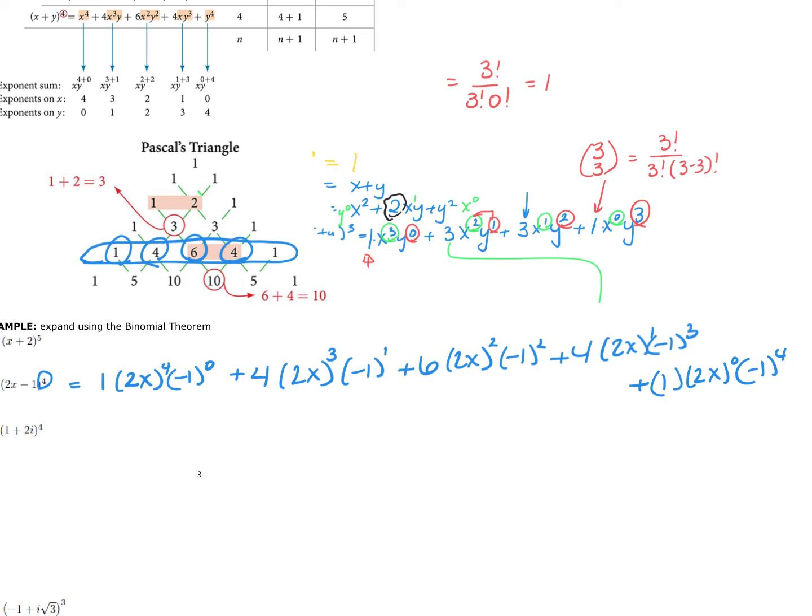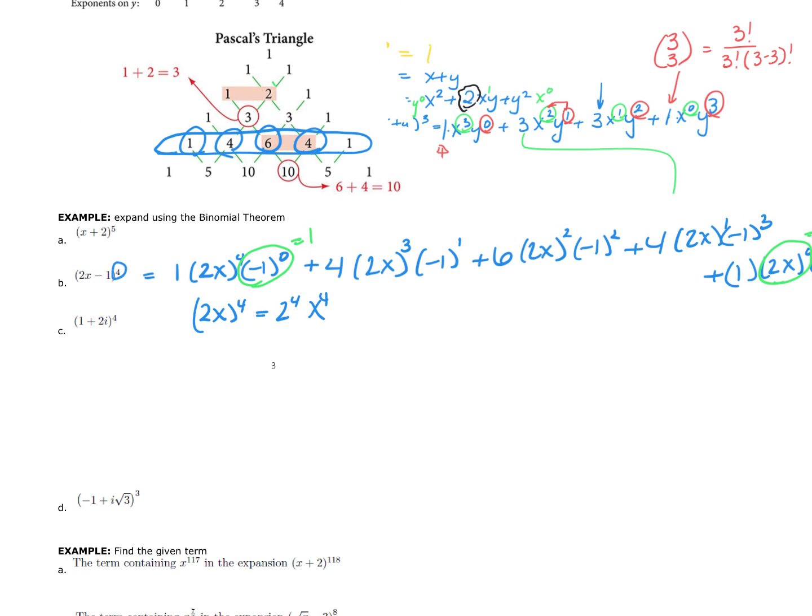Now let's go back and clean this up. This is equal to 1, so I don't really need to worry about that. This is equal to 1, so I don't really need to worry about that. So I have 2x to the 4th. And this is 2 to the 4th and x to the 4th. That power of 4 needs to distribute on the 2 and onto that x. So this is going to give me 16x to the 4th.